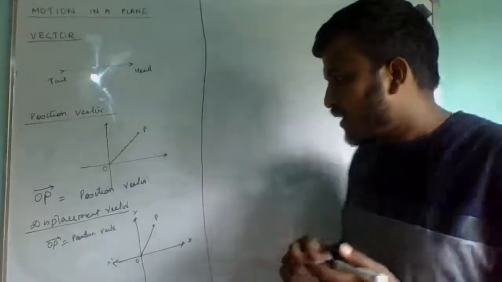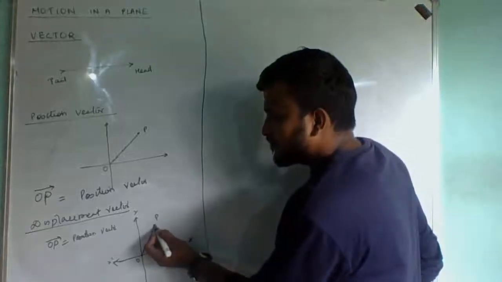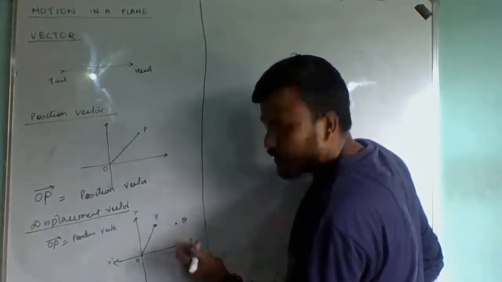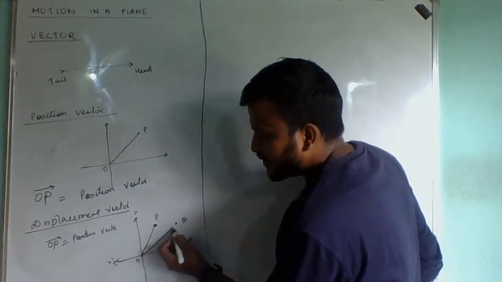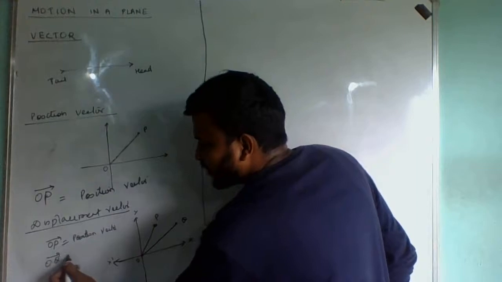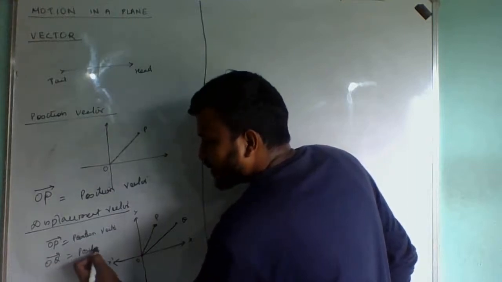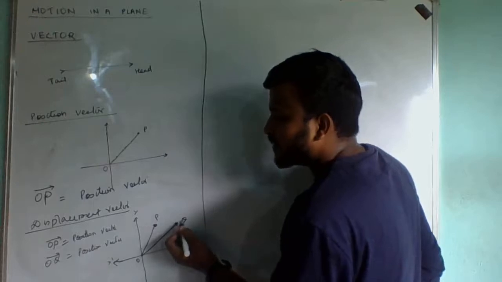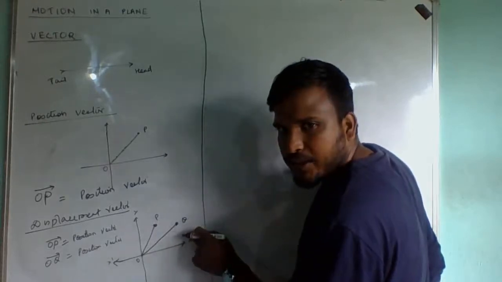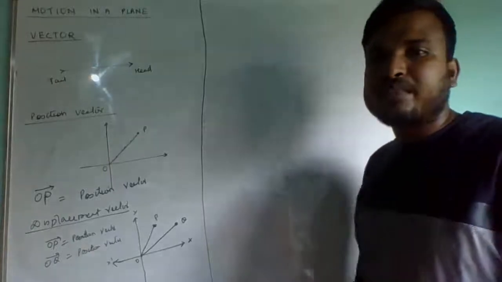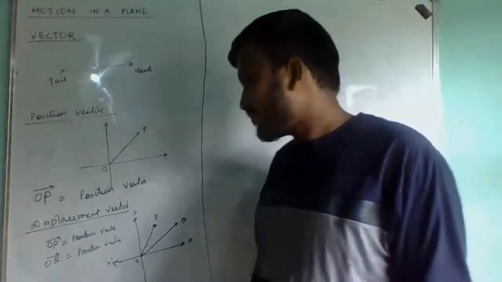Already I told you. Now let's consider another point. Suppose this point is Q. What is the distance of this point from the origin? That is OQ. What do we say about OQ? OQ will also be a position vector. Why position vector? Because it gives the position of the point Q with respect to origin.